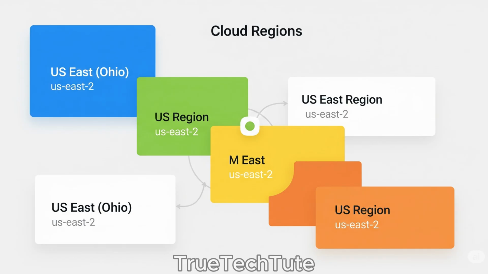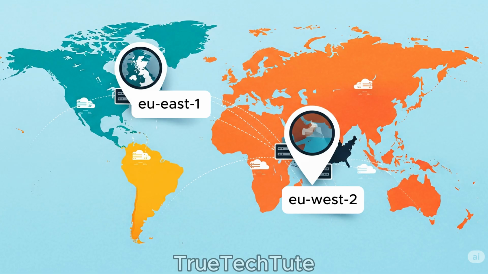Okay, so now that we have the big picture, let's look at the technical names you'll see in the real world of AWS. While we think of regions as cities, AWS gives them specific code names. For example, the London region isn't called London in the console. It's called EU West 2. The North Virginia region is called US East 1. These are the names you'll use when you build your services.